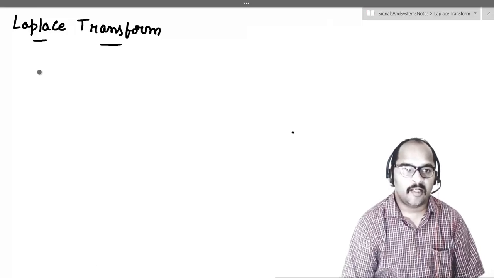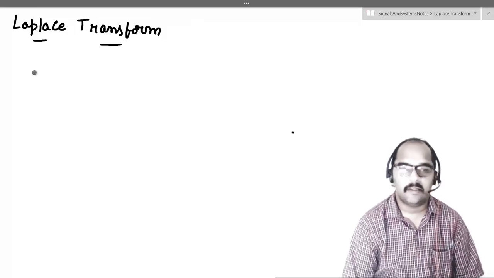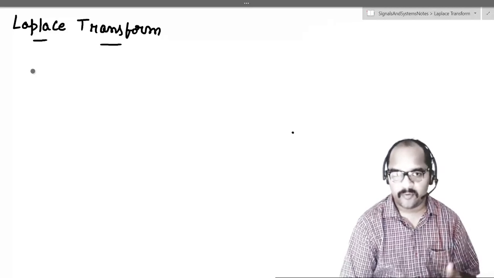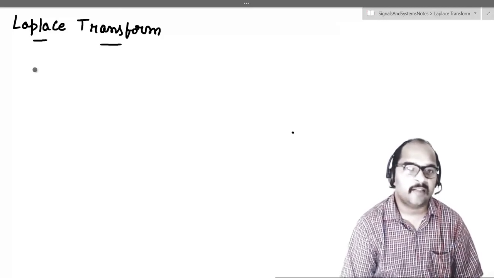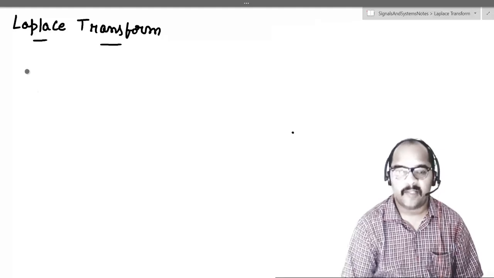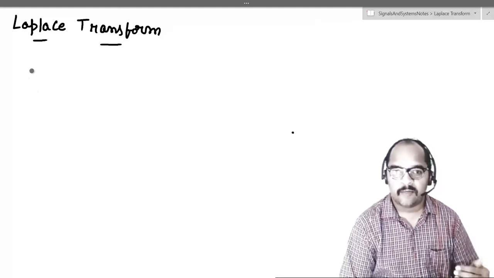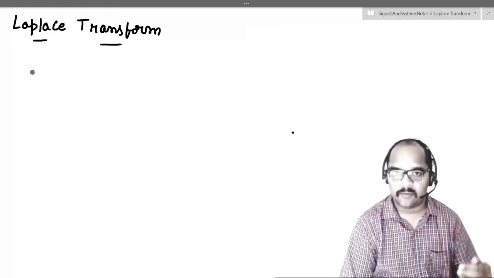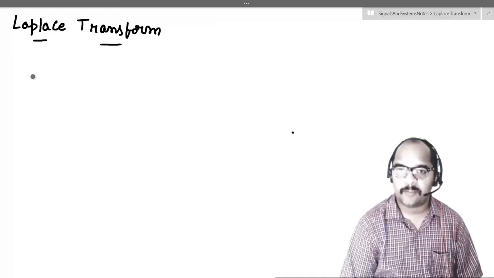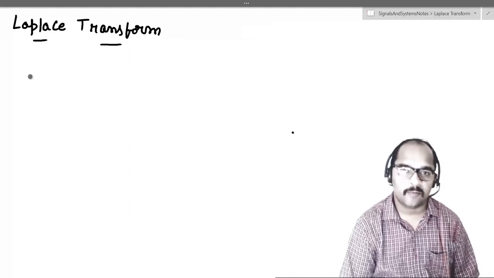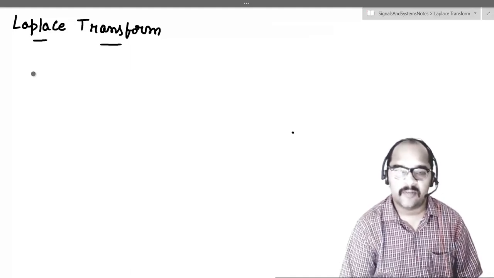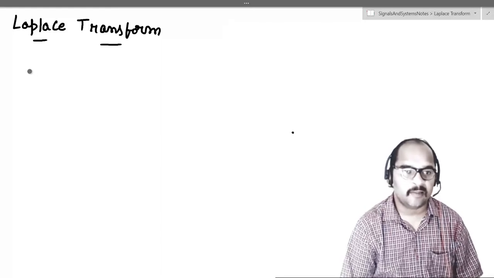Yes, so let's move on to the next chapter, which is Laplace transform. Before we go into the details of the Laplace transform, first we'll understand why we should study it. To do that, we will go a little bit into the previous chapter, which is the last part of continuous time Fourier transform. Hopefully that will give us the motivation for why we should study Laplace transform.